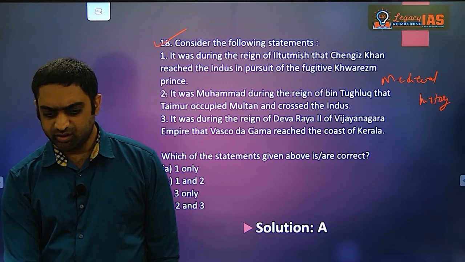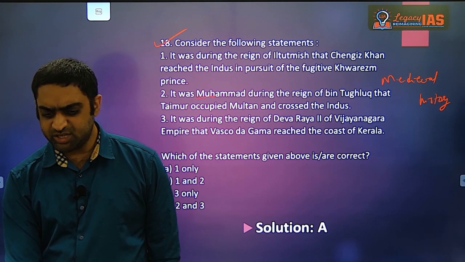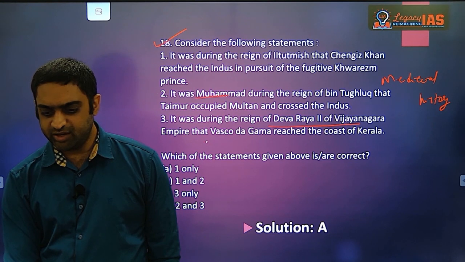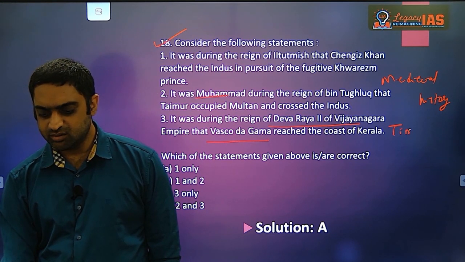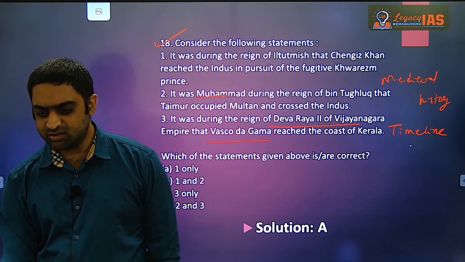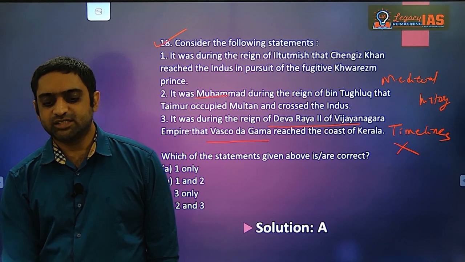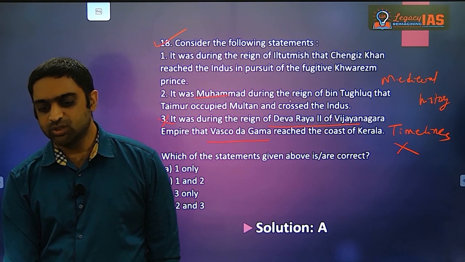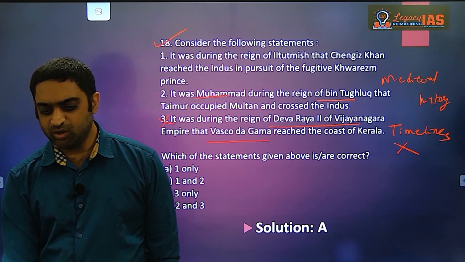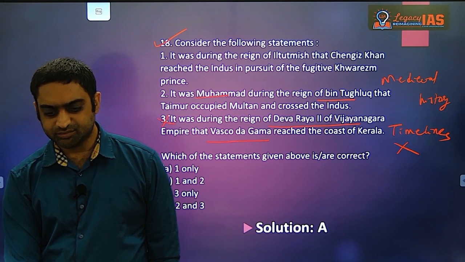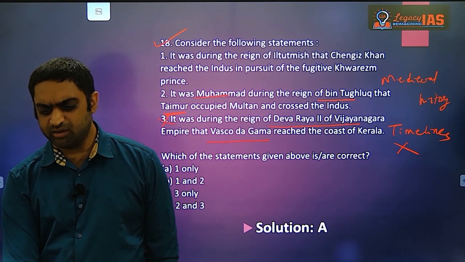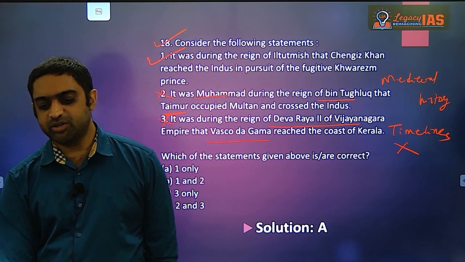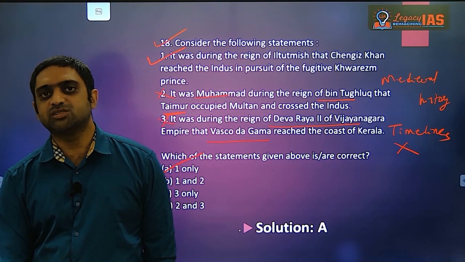So if you check the statements given in 2 and 3, so Devaraya 2 and the entry of Vasco da Gama, the timelines do not match, and similarly, hence third statement is wrong. And similarly in question 2, the Muhammad bin Tughlaq and the Taimur entry, so here also the timelines do not match, hence the only correct statement is 1. So correct answer is A.